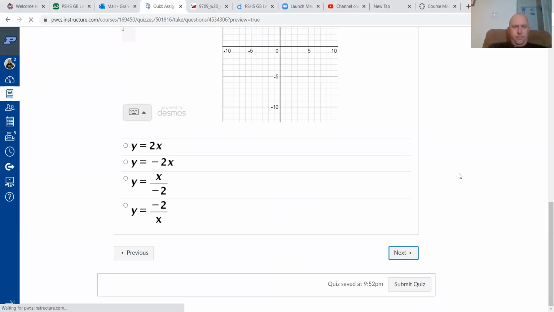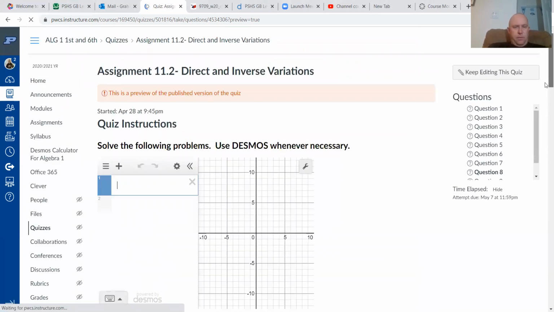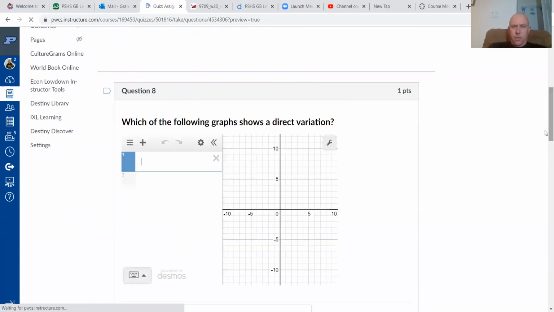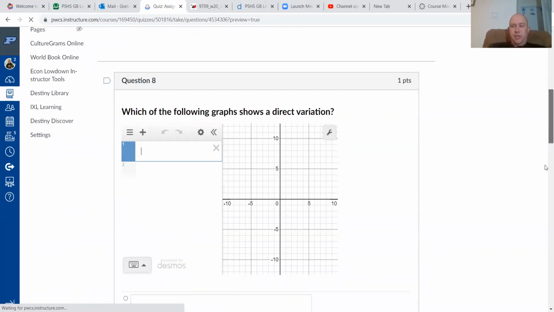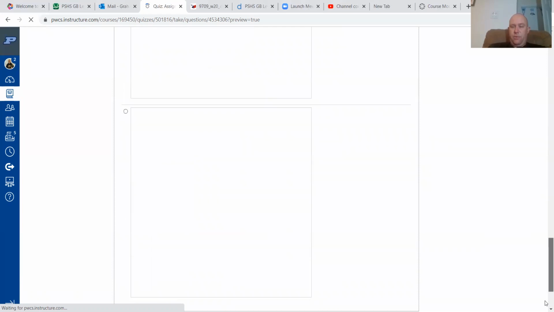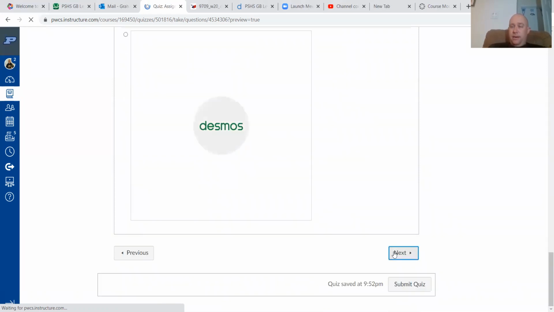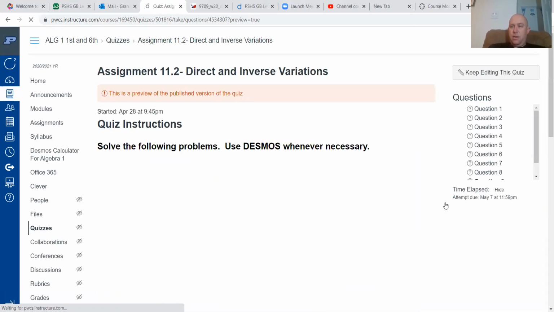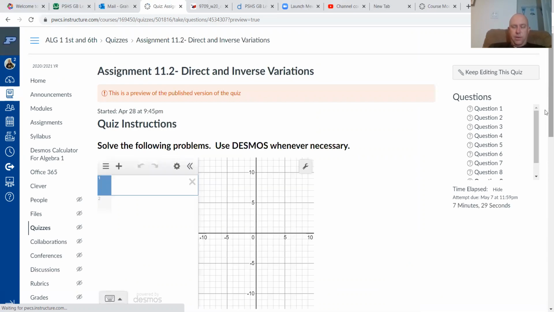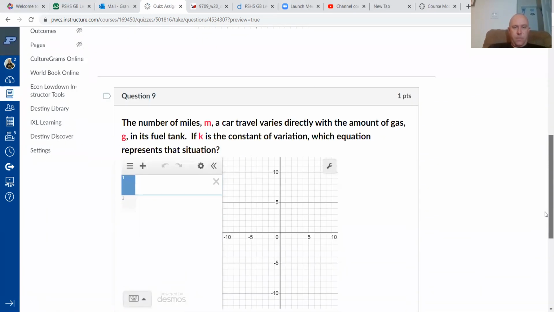Let's leave that one. Number 8, which I believe is number 10 on most people's. Which of the following graphs shows direct variation? We are going to skip that one straight away. Straight line, goes through 0, 0. That should be an easy one to pick out. That's one of the easier questions to find.